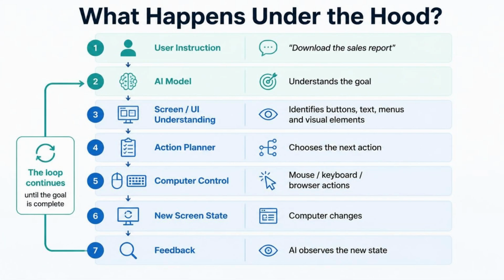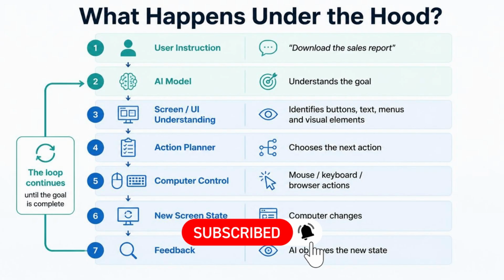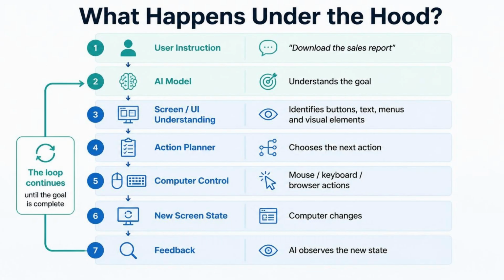So what does the architecture look like? We can simplify it into several layers. First is the user instruction. For example, download the sales report. Next is the AI model. The model interprets the goal. Then comes screen or interface understanding. The system determines what is currently visible and what elements are relevant. Next comes action planning. The AI decides what should happen next. Then computer control executes the action. Maybe that's a mouse click. Maybe it's typing text. Maybe it's pressing a keyboard key.